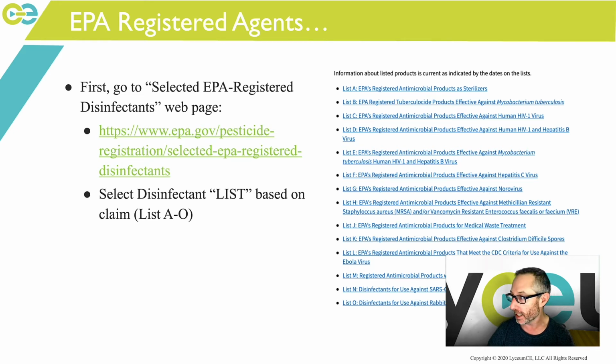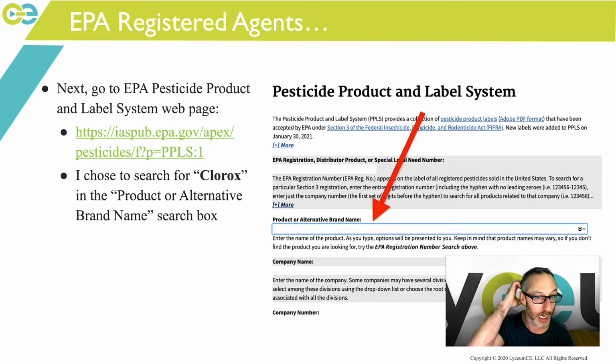So I went ahead and just settled on one particular agent, and that's Clorox. So then this brings you to another page that you have to go to. With this page, you'll actually be able to pull up the EPA registration of whatever agent you've settled on. So again, I chose Clorox.